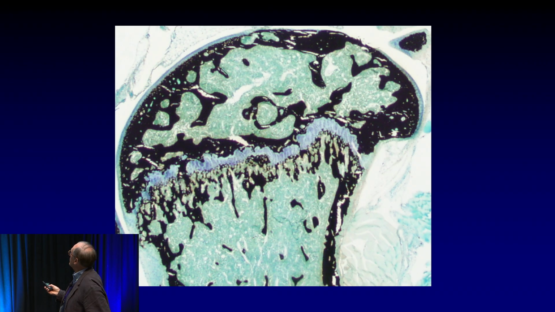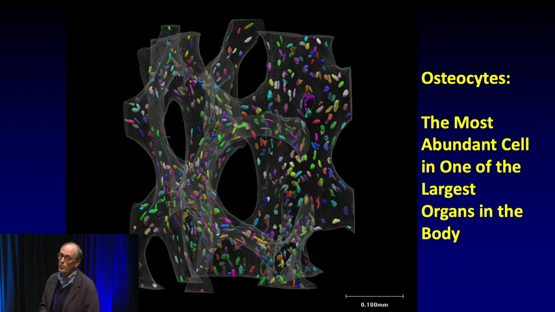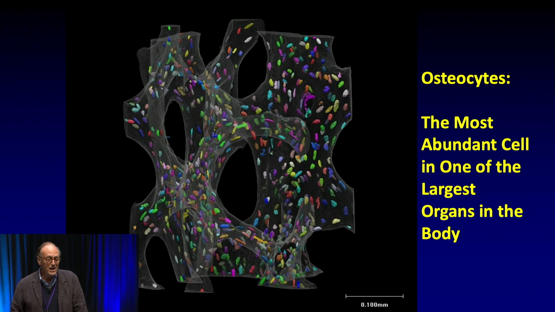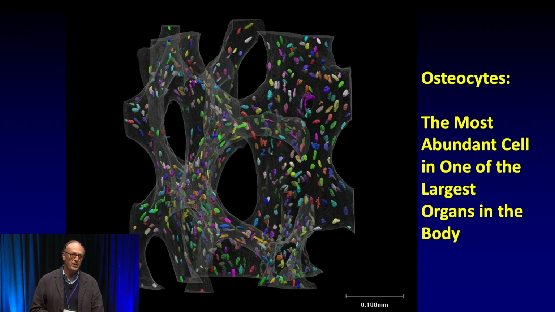So if we first zoom in an area, here the bone is black, stained in black. If we zoom in and look at what is inside the mineralized tissue, this is what we would see. And that is that you have a very large number of cells within the mineralized bone matrix that we call osteocytes. And they turn out to be the most abundant cells in bone, in one of the largest organs of the body. That's a different way for you to think about your skeleton.